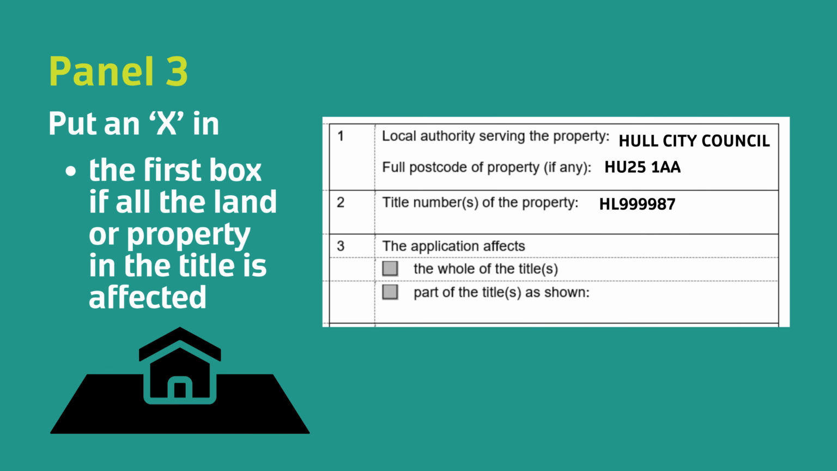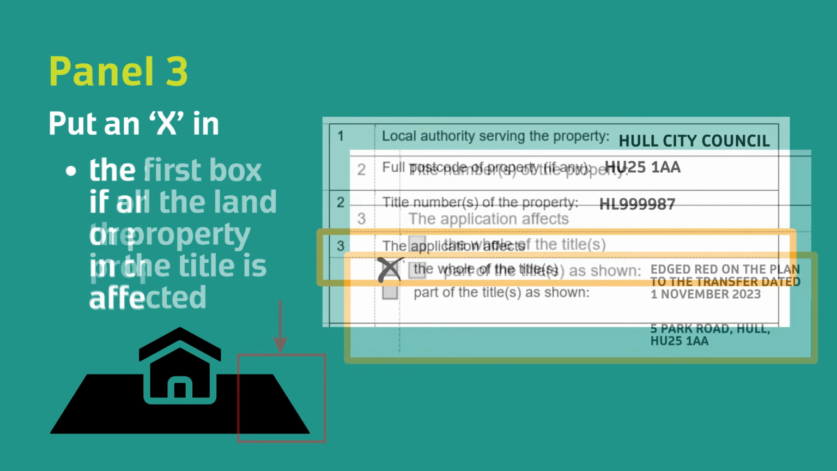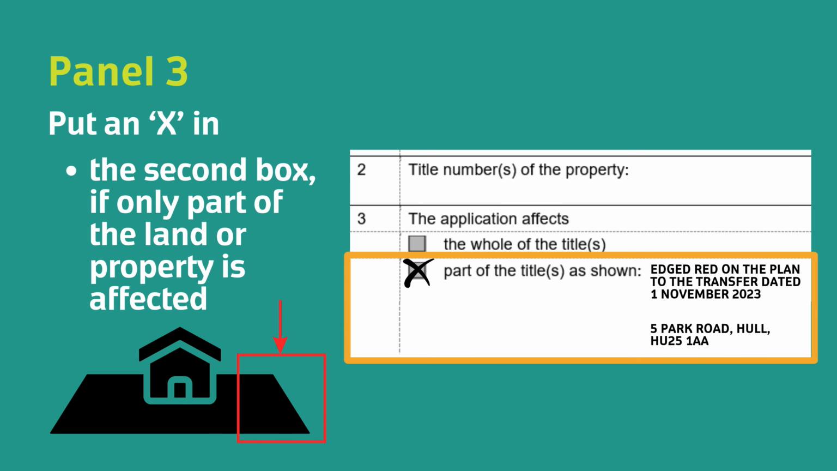Panel 3. If your application affects the whole of the property or land, you will need to put an X in the first box. If your application only affects part of the property or land, for example, you're selling a piece of the garden or leasing part of a building, you will need to put an X in the second box.